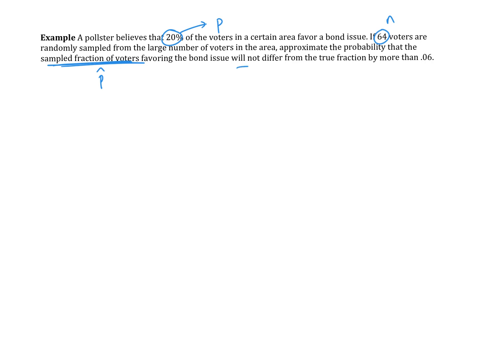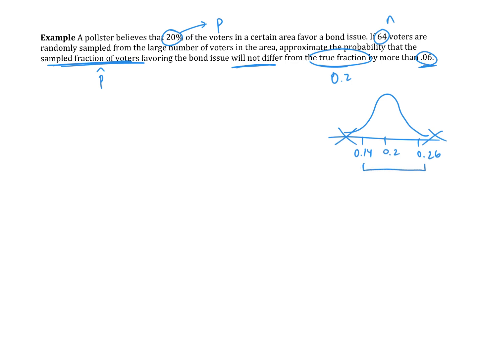Bond issue will not differ from the true fraction by more than 0.06. True fraction is that 0.2. So we want to find the probability of being within 0.06 of that 0.2. So, visual a little bit. If we have 0.2, 0.06 away is 0.14 and 0.26. We don't want to differ by more than that. We want to be within 0.06 on either side of that 0.2.